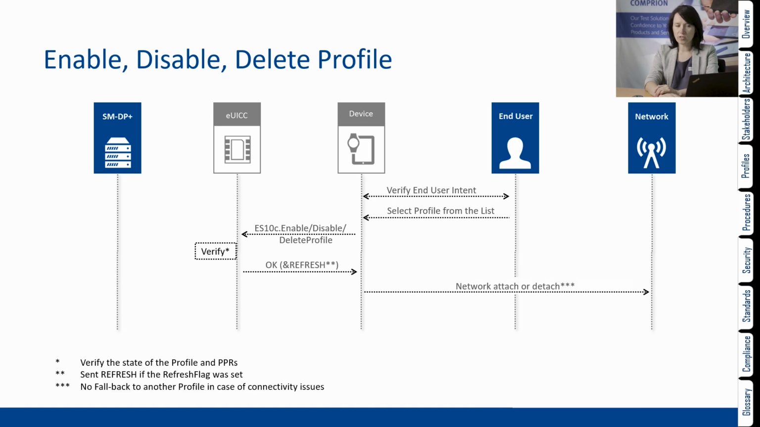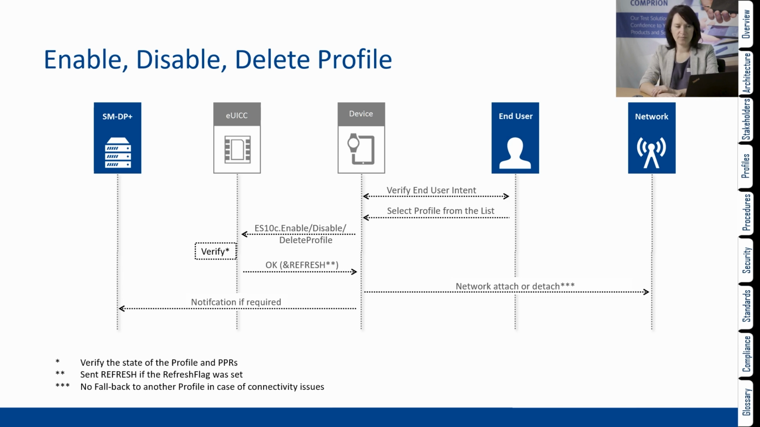And the network attach can be performed from the device side, either a network attach or detach. And you remember, no fallback profile. If you know the architecture of the M2M, there is no fallback or another profile in case of connectivity issues. If it's not working, then it's not working. So there is no fallback. If required, some notifications will be sent to the SMDP plus. This is the procedure for enabling, disabling, and deleting the profile.